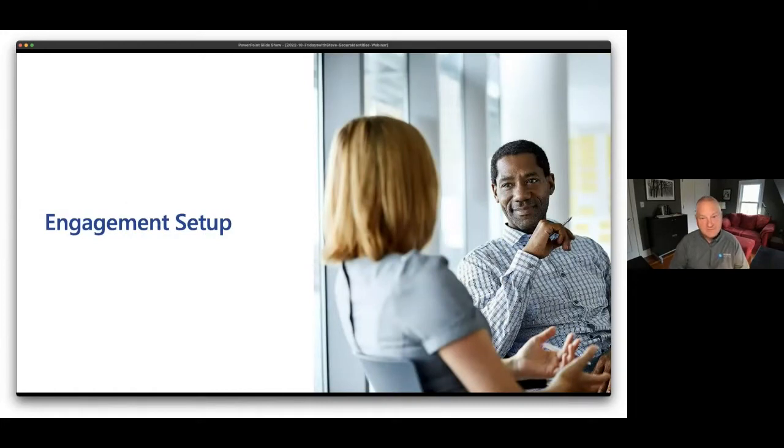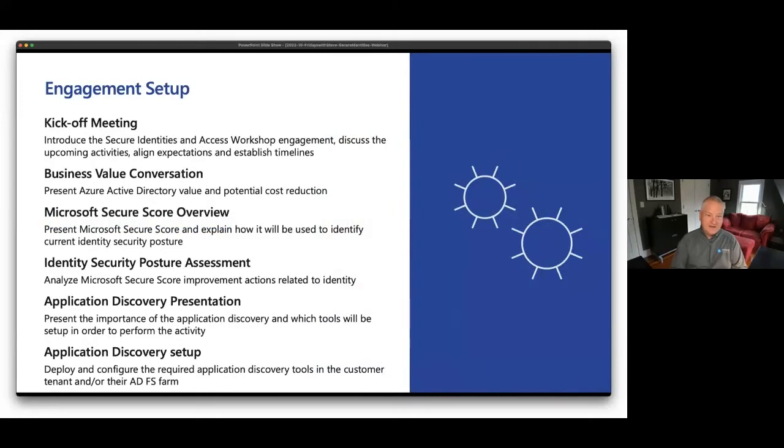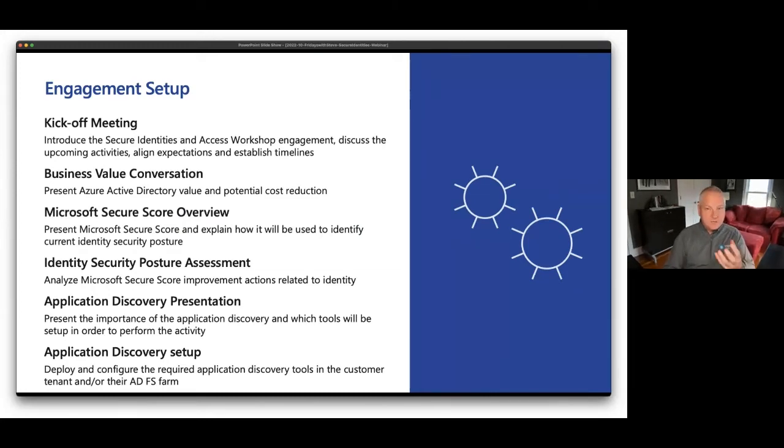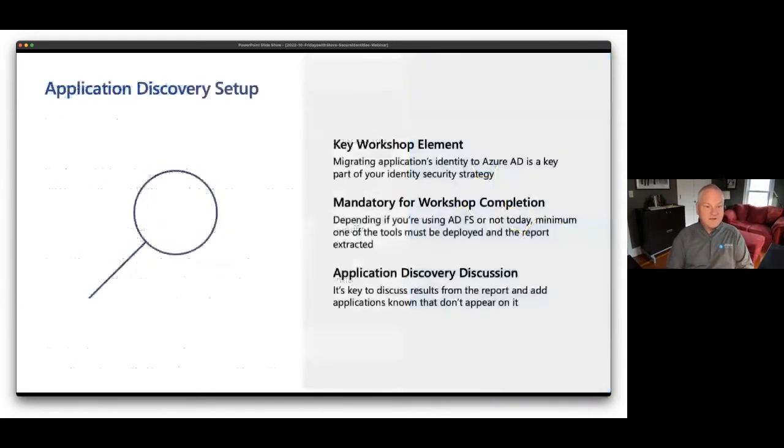All right, so let's talk about the phases of the workshop. It really starts with the engagement setup, right? A kickoff meeting, which is going to feel a little bit like this, to get everything presented and kicked off. We want to have a business value conversation. We want to talk about secure score and posture assessment, and then do the application discovery presentation and setup. These key things really set the stage for what we're going to do. Let's drill into a couple of those.